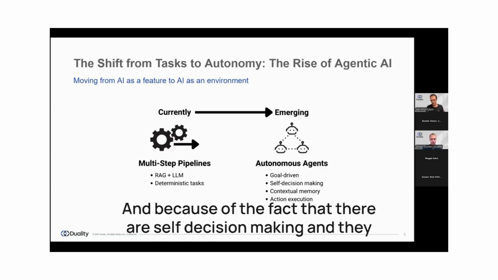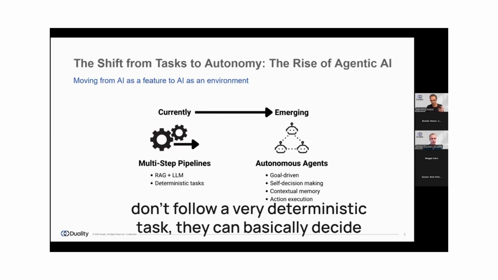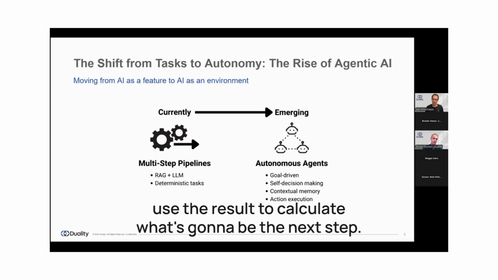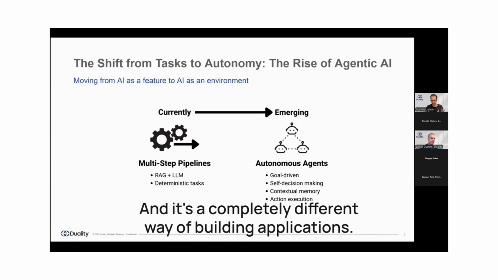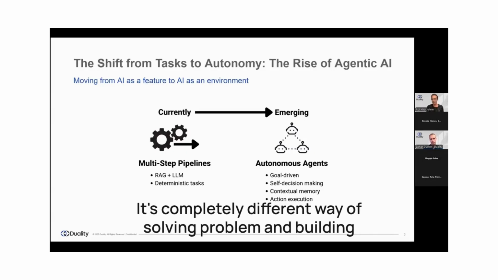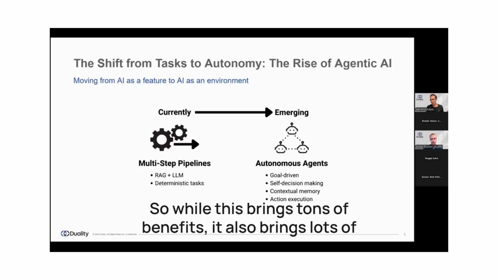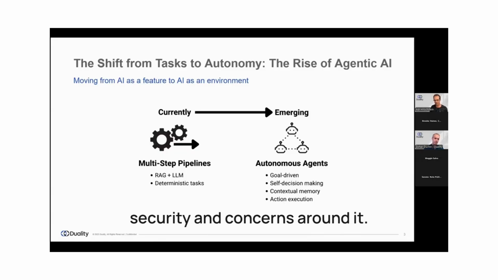And because they're self-decision making and they don't follow a very deterministic task, they can basically decide that they can do X or they can do Y. In some cases, they would use the result to calculate what's going to be the next step. And it's a completely different way of building applications. It's a completely different way of solving problems and building pipelines within the organization. So while it brings tons of benefits, it also brings lots of security concerns around it.